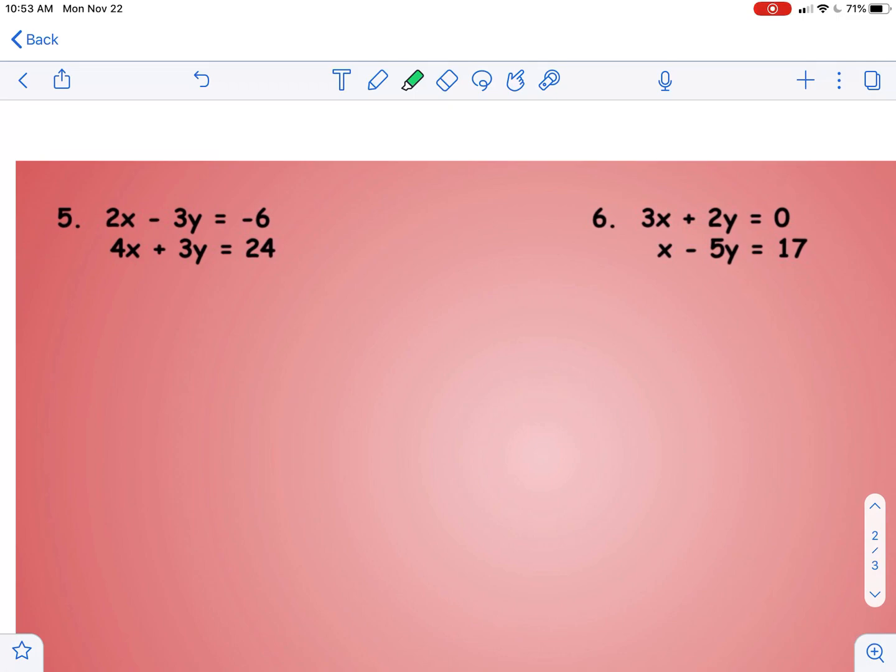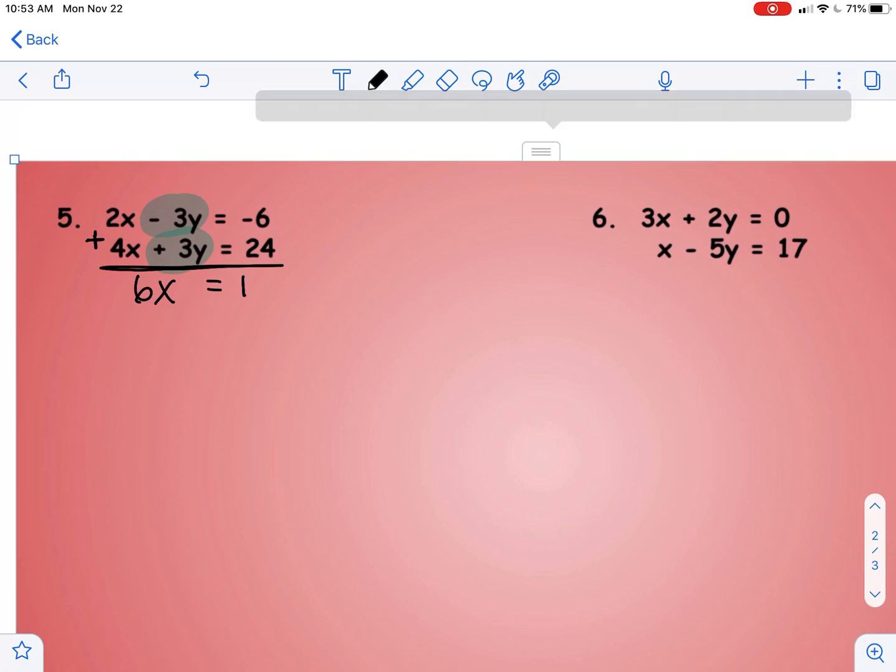So looking at number 5, I've got 2x and 4x. Those aren't the same, but I do have a nice little set of opposites right here at negative 3y and positive 3y. So we are going to go ahead and add these together. So 2x plus 4x is going to give me 6x. And then negative 3 plus positive 3 will give me 0. And negative 6 plus 24 gives me 18.